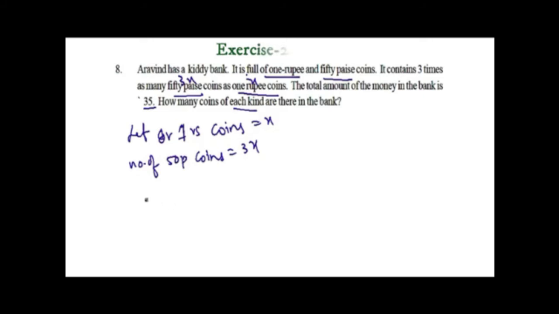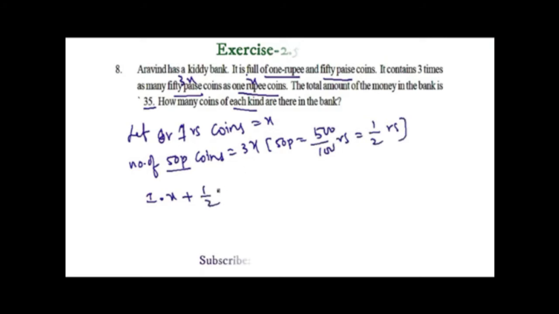So as per the problem, how many 1 rupee coins are there? 1 rupee coins are there x, plus 50 paise coins. I convert the 50 paise to rupees, that will become 50 by 100 rupees, which is equal to 1 by 2 rupees. And how many 50 paise coins are there? That is 3 times of x, and the total money will become 35 rupees.